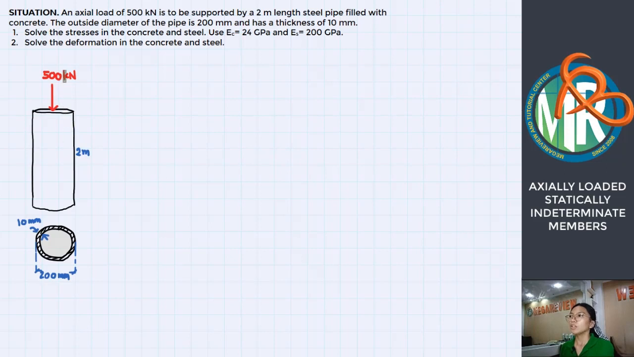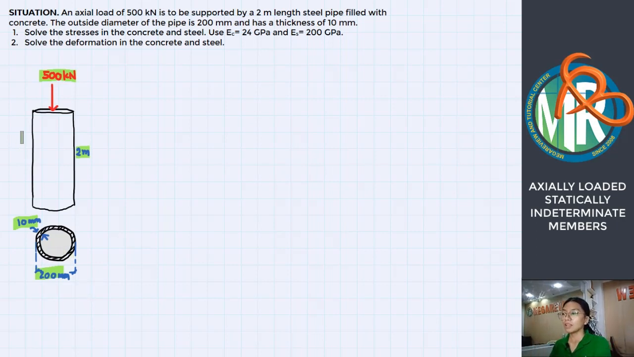An axial load of 500 kilonewton is to be supported by a 2-meter length steel pipe filled with concrete. The outside diameter of the pipe is 200 millimeters and has a thickness of 10 millimeters. Solve the stresses in the concrete and the steel using the modulus of elasticity for the concrete, 24 gigapascal, and then that for the steel is 200 gigapascal.